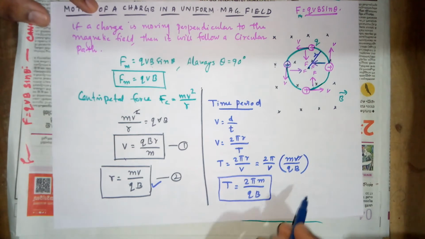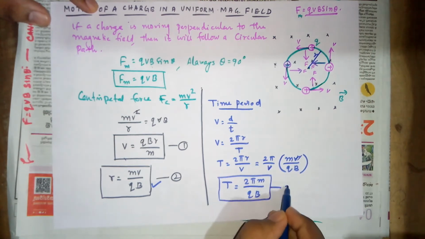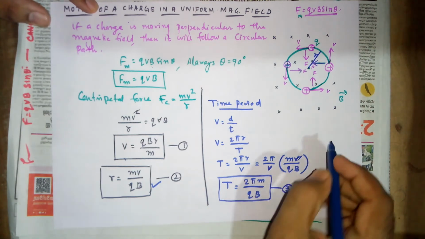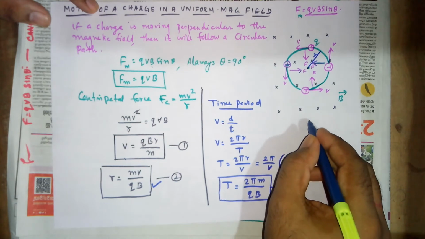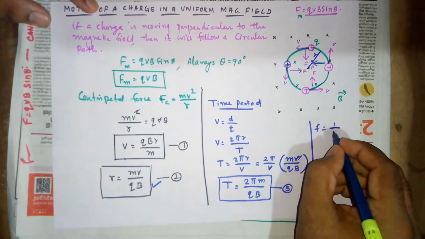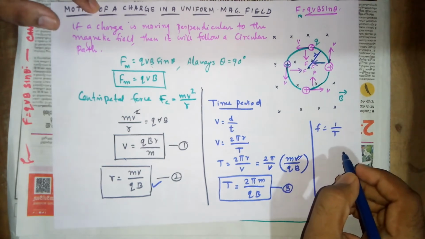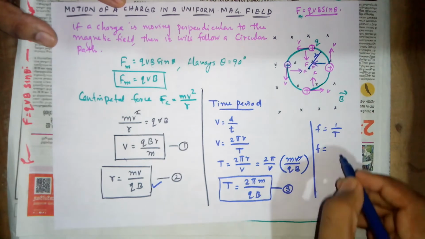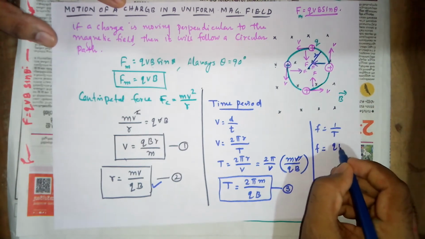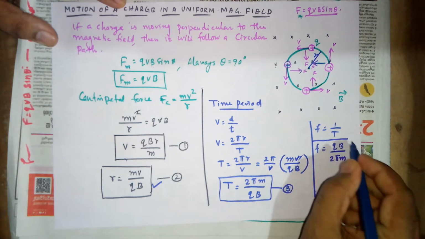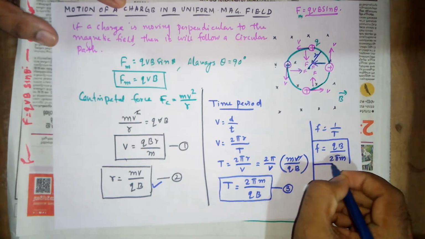And now, as this is the expression for time period, we can derive the expression for frequency also, right? Frequency is 1 by time period. So I can write f is equal to the reciprocal of the time period. The reciprocal of the time period is qb by 2 pi m. This is the frequency of revolution.